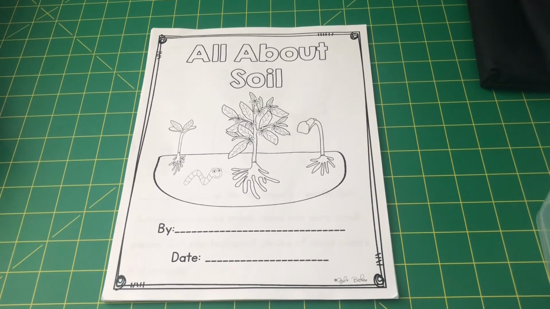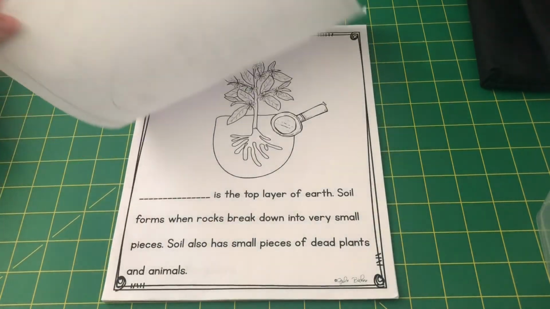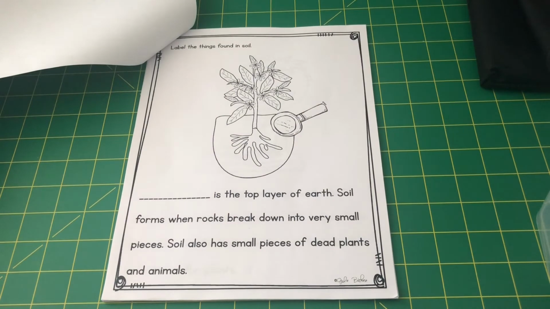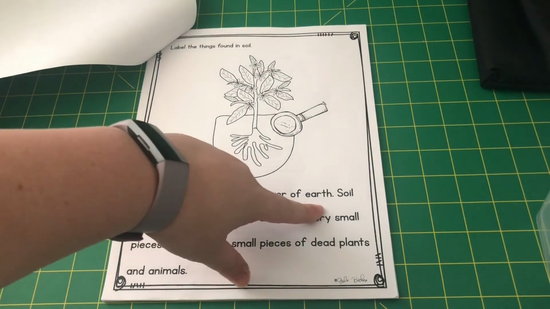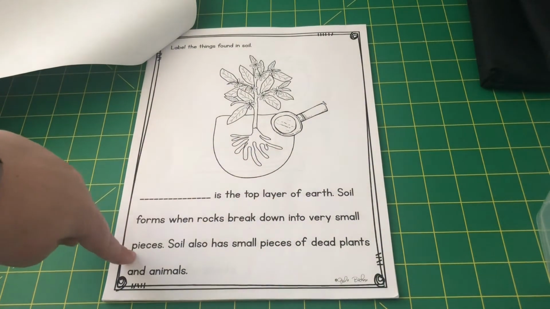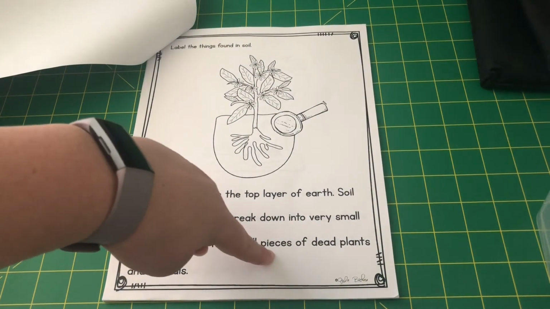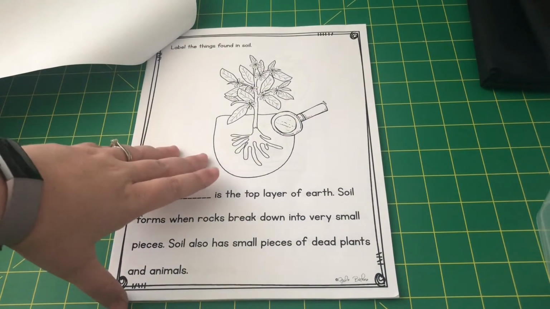So let's look at our soil packet right here. This is my front page, and you can color it in if you want to, but make sure that your name is on it. Okay, we're going to turn 1 page, and it's going to look like this. And it says, label the things found in soil. And we have a fill in the blank. It says, blank is the top layer of earth. Soil forms when rocks break down into very small pieces. Soil also has small pieces of dead plants and animals. So I want you right here to fill in this blank.